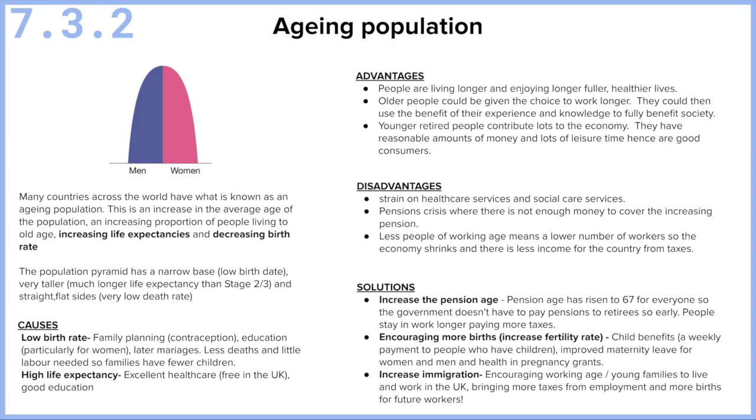And then we've also got increased immigration. The UK has worked hard to try and encourage more young professionals to come to the country. That means that they're encouraging more people of working age to come into the country and earn money and pay taxes. And it also means that these young people may also end up having a family in the UK, which is going to increase the amount of babies being born and hopefully in the future mean that we have a larger working population and therefore bring more taxes from employment and more births for future workers.